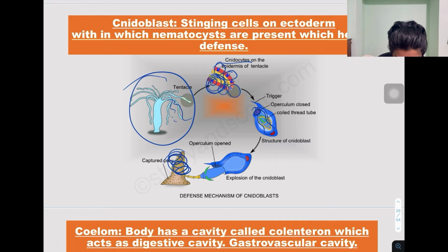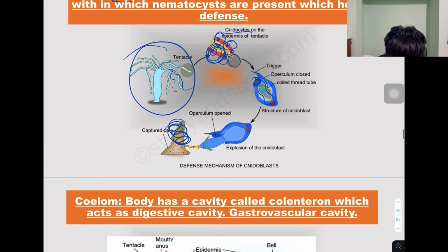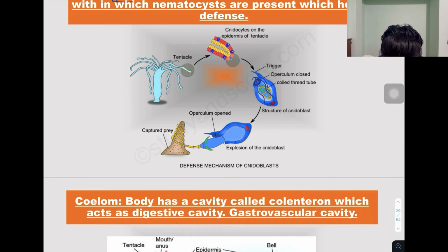This is the distinguishing feature of phylum Coelenterata, that is the presence of cnidoblasts, which help in defense and also in capturing the food particles. See here how nicely it has captured. On the tentacles there is a cnidoblast. Within the cnidoblast there is a nematocyst. Within the nematocyst there is a cnidocyst. So this captures the prey and it absorbs the food.